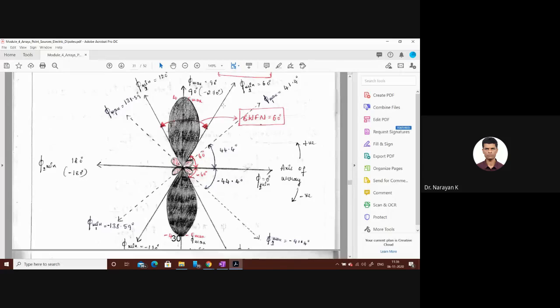90 minus 60 is 30. 120 minus 90 is 30. So we are right at the center. So what will be this BWFN? 60 degrees. What will be the half power beam width? 30 degrees. Very good. Have you understood how to draw this plot?